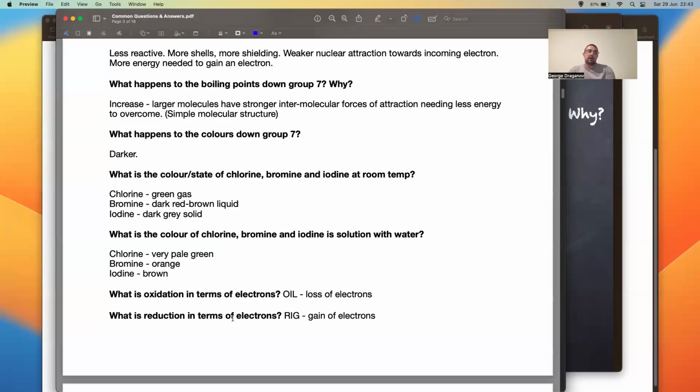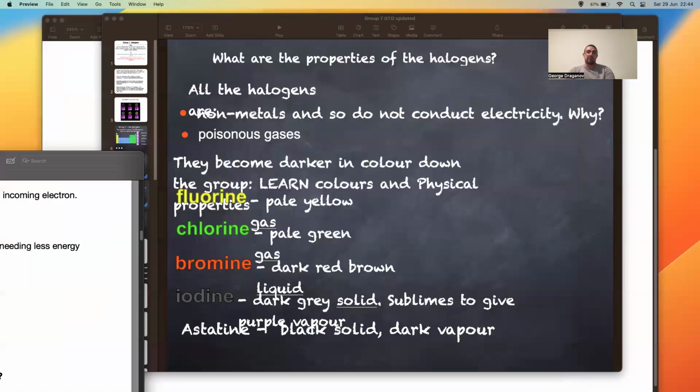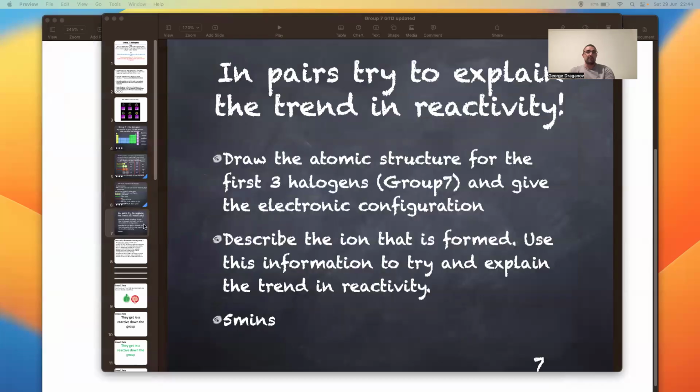Okay, then this is a reminder that oxidation is loss of electrons and reduction is gain of electrons, so OIL RIG. We will need this when we do the displacement reactions, but that will be done in the part 2 lesson. For this lesson, we now need to discuss what happens down the group in terms of reactivity.